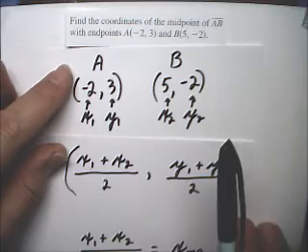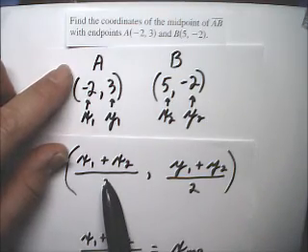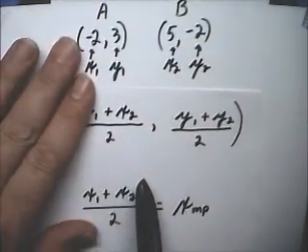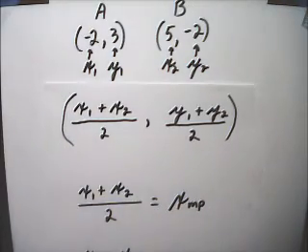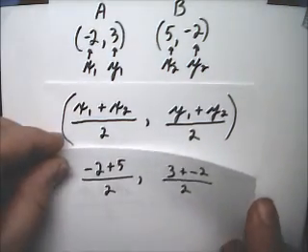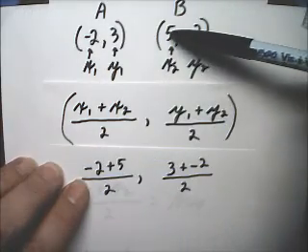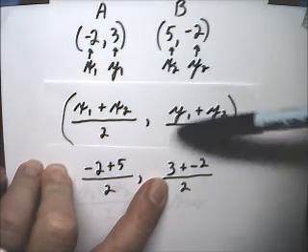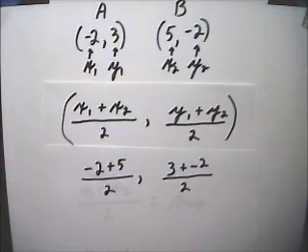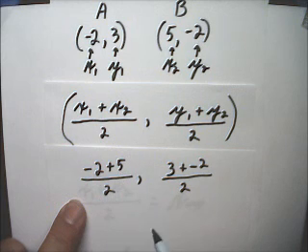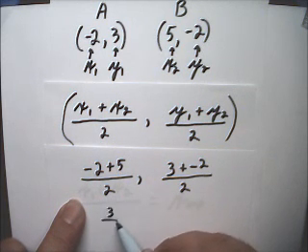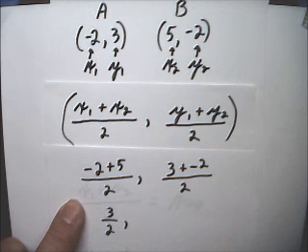So we're going to use this formula. And so, see, I get -2 plus 5 and 3 plus a minus 2. And -2 plus 5, that's 3. So this is 3/2 for the x part of the point. And the y part of the point, 3 plus a minus 2.